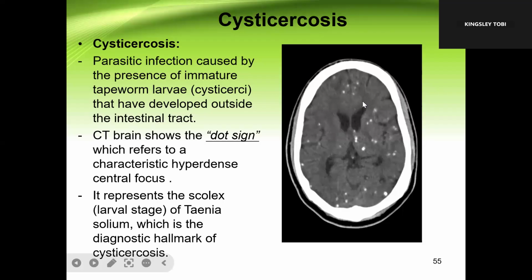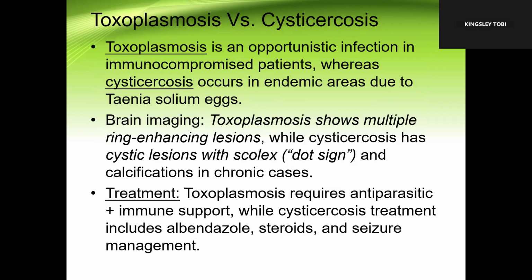Cysticercosis, you see the dot sign here. Don't forget that cysticercosis is a parasitic infection, usually common among endemic areas. These multiple dot signs refer to the scolices of the tapeworm. Once you see this, it's pathognomonic of cysticercosis.